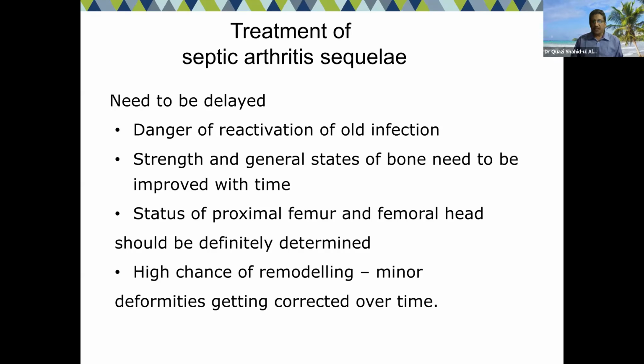Status of the proximal femur and femoral head should definitely be determined before any procedure is taken. And this can be done either by arthrogram or by MRI. And there is always a high chance of remodeling. So if there is a minor deformity, you should give it some time to get corrected by itself because of the growing property of the child bone. You should not do anything for them.